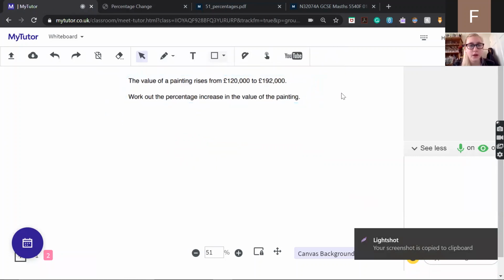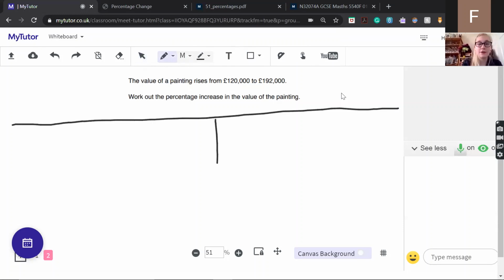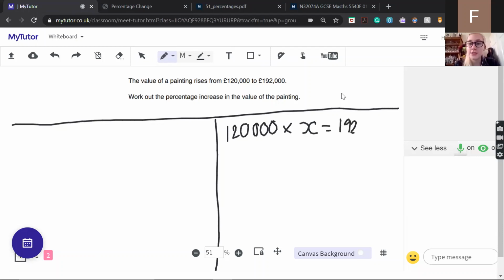So, the value of a painting rises from 120,000 to 192,000. Work out the percentage increase in the value of the painting. So we'll do it in both ways. I'll do it in method B first this time. So we're saying that we've got a painting that is 120,000 and we're timesing it by some multiplier, and we're ending up with 192,000. So what was our multiplier?